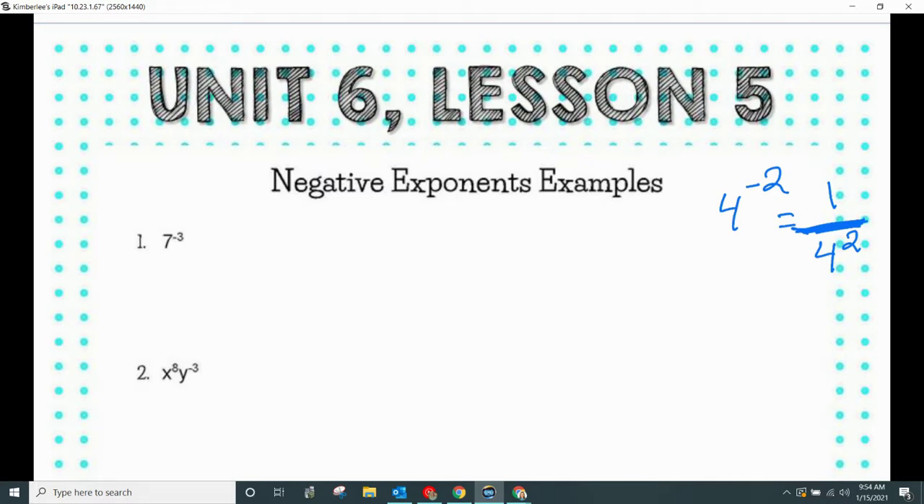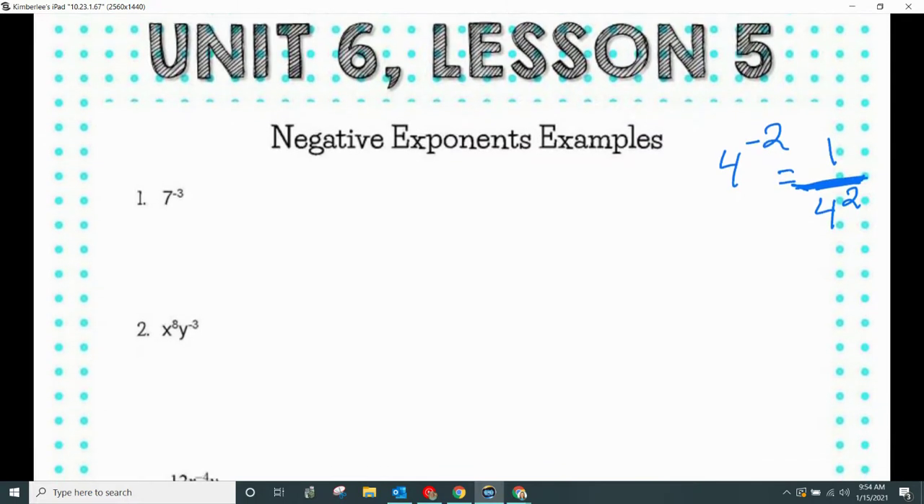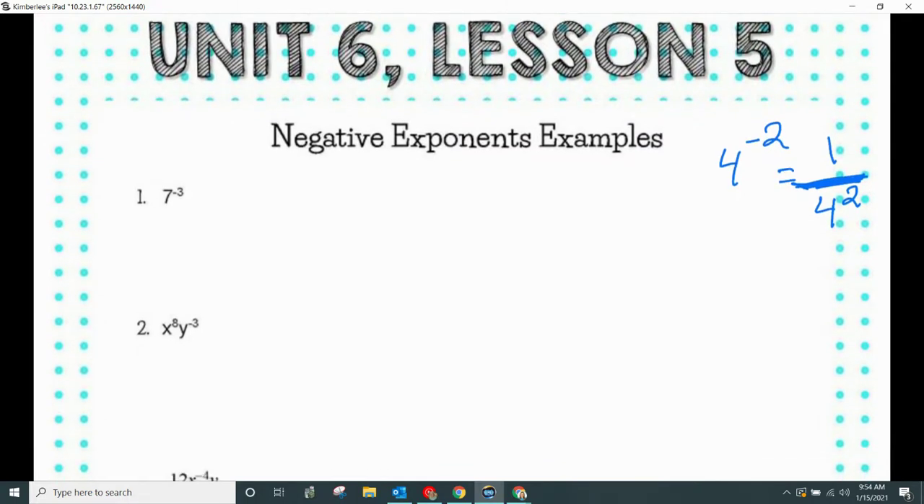Okay, so let's look at some examples together, and then I think that'll help you complete your maze, your assignment, your practice. So look at this first one, 7 to the negative 3. Remember, cross the line and change the sign. So if you don't have a line to cross, you better give yourself one. We can make anything a fraction by putting it over 1. So 7 to the negative 3 over 1. Which piece is negative? It's the 7 that has a negative 3 on it.